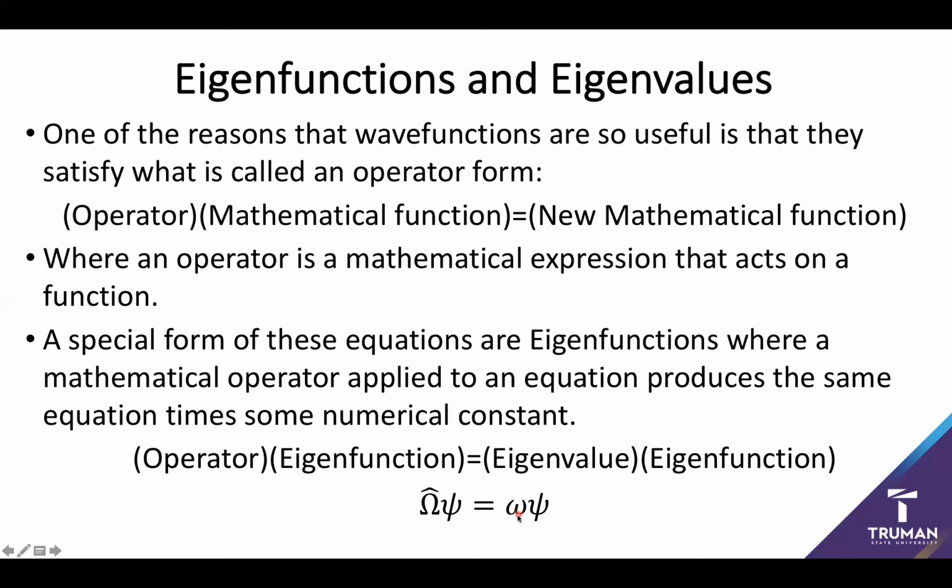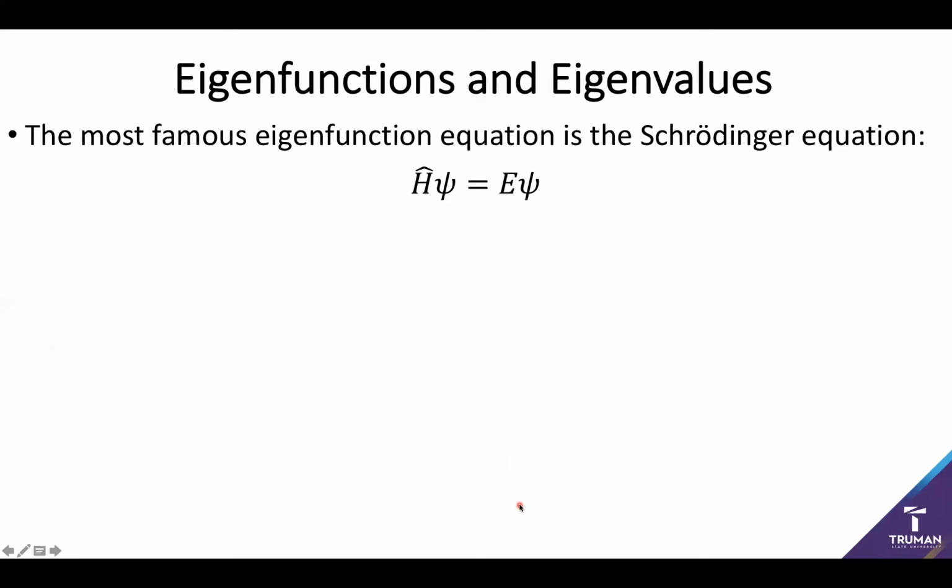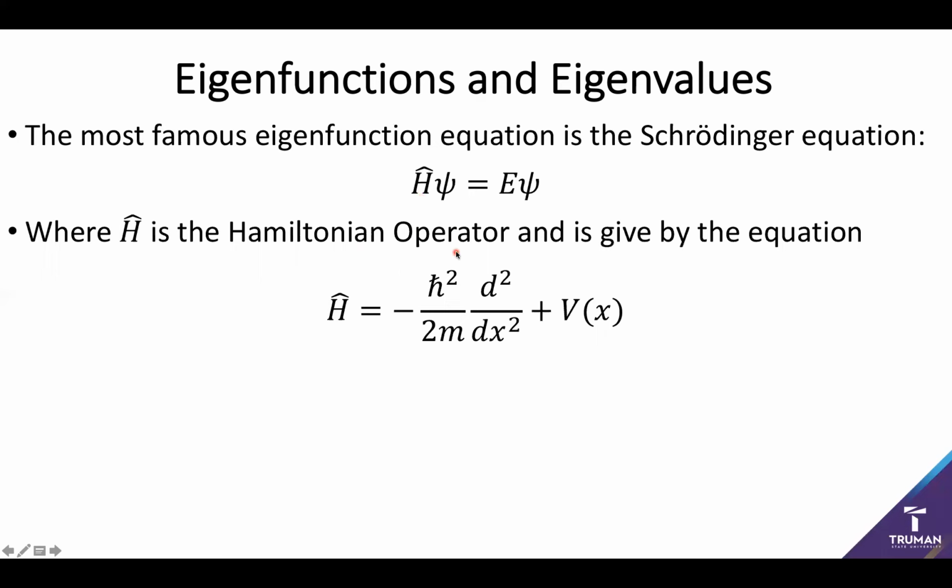Now, this should look vaguely familiar as we've already introduced one of the most popular eigenfunction systems in existence, and that's the Schrodinger equation. So the Schrodinger equation, the Hamiltonian, is going to be my operator, and it's going to be given by a fairly general equation. The equation includes a first part, which represents the kinetic energy, which just involves our h bar squared over twice the mass, and then the second derivative with regard to position.